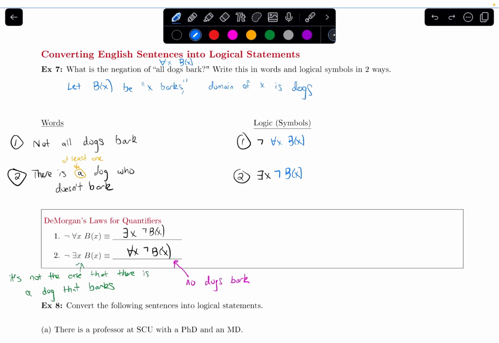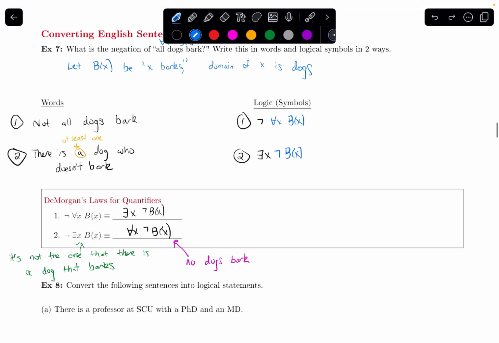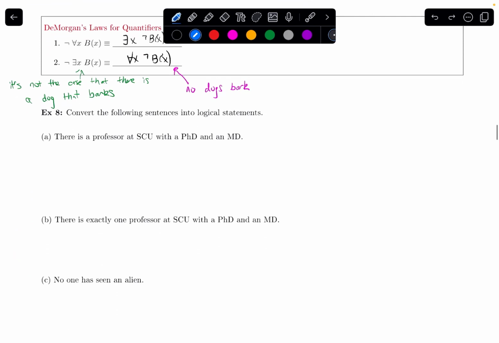In this video, I want to do some examples where we convert English sentences into logical statements. In our last video, we looked at De Morgan's laws for quantifiers, so how we can negate quantifiers. And we did one example where we looked at the negation of a statement and how we express it in symbols. In this video, I want to do more examples where we convert sentences into logical statements.